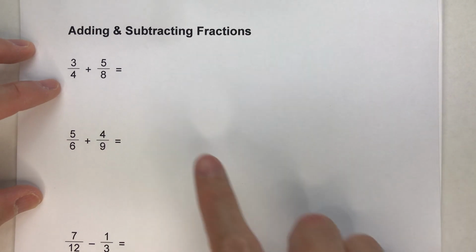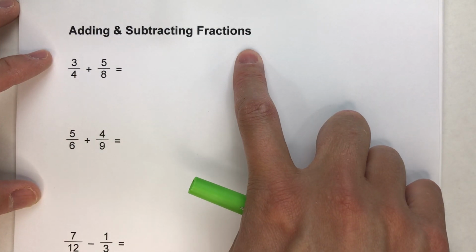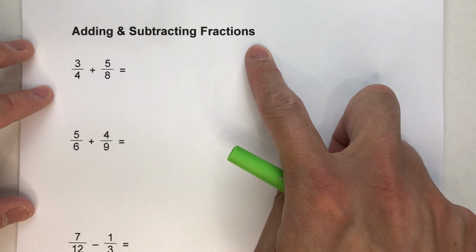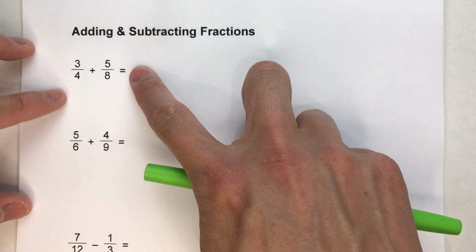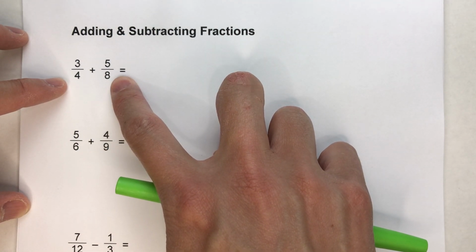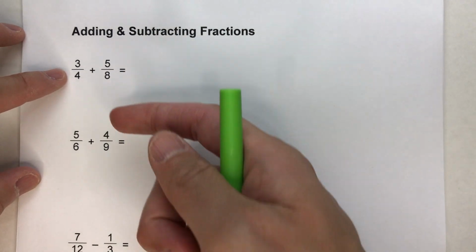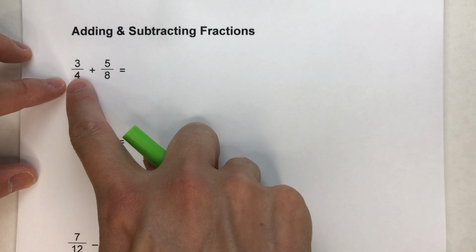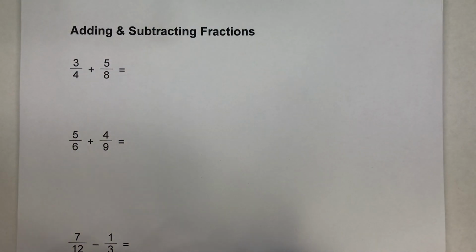So today we are going to be adding and subtracting fractions. Now, kids often find adding and subtracting fractions kind of tricky because before you can add them, you have to have a common denominator. All right? So the key to finding a common denominator is you have to think of a number that both 4 and 8 divide into. All right?